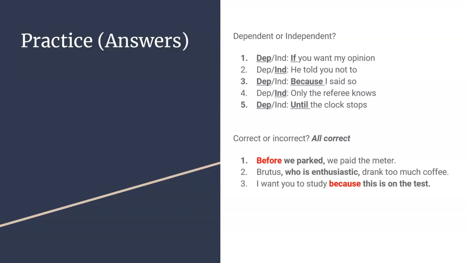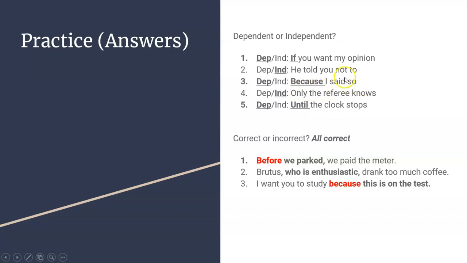Okay, hopefully you paused that video and we're going to go through the answers. So let's look at number 1. "If you want my opinion." That has an AWUBIS word, so it's going to be a dependent clause. If I just have "you want my opinion," that would have been independent. But I've got an AWUBIS word, so it makes it dependent. It's a fragment. 2, "he told you not to." That's an independent clause. I've got a subject, he, and a predicate, and it can stand alone. It's a complete thought. All right, let's look at 3.